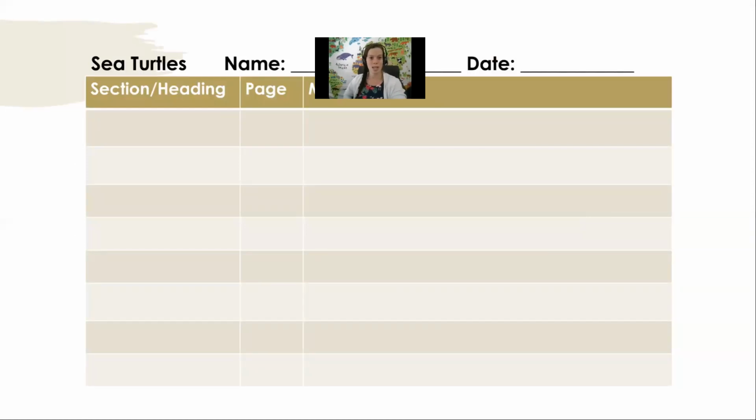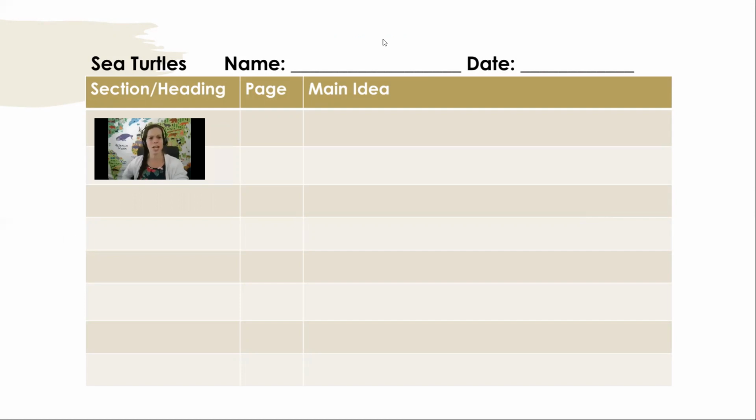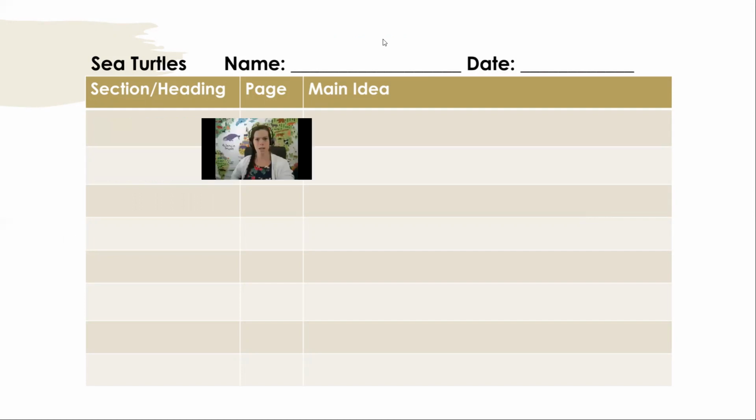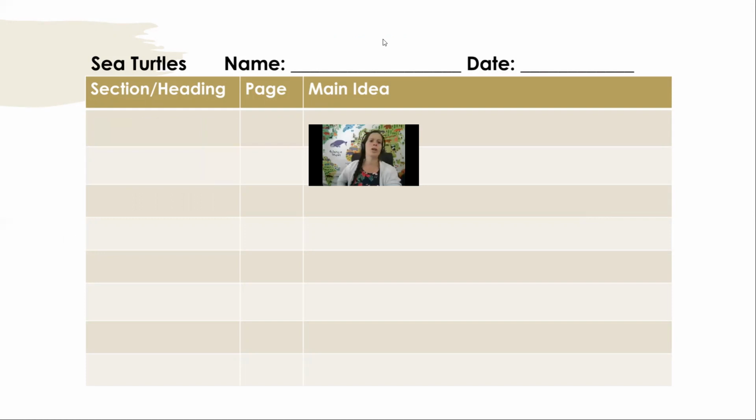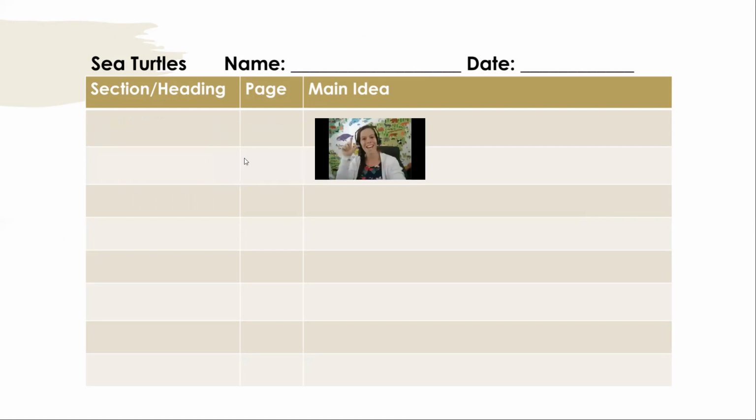Okay, so when we read, we're going to add to our chart, but instead of writing text feature, page, and purpose, we're going to write the section or the heading, the page it's on, and the main idea of those paragraphs. So I'm going to get my chart going and we are going to start.